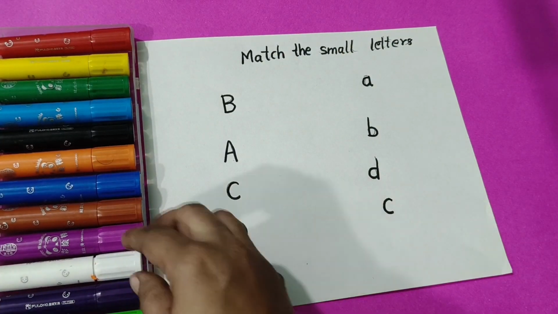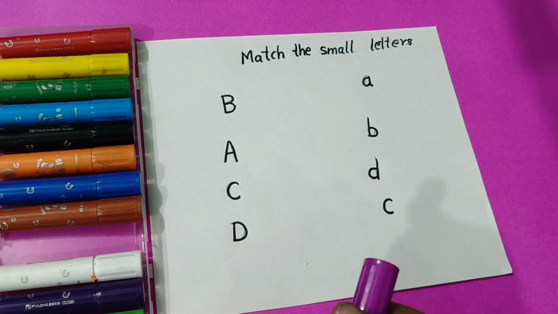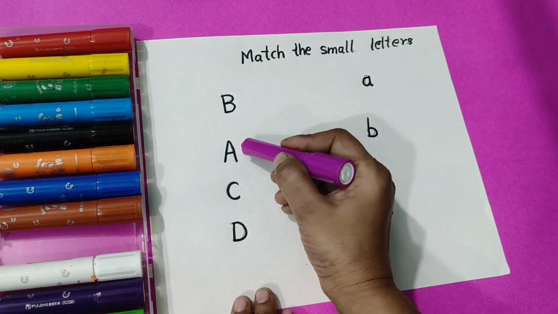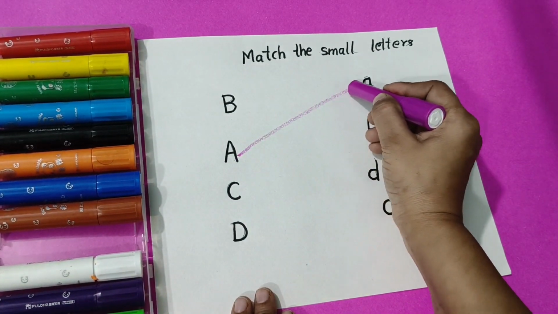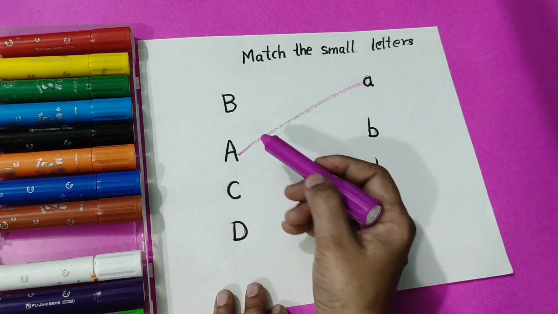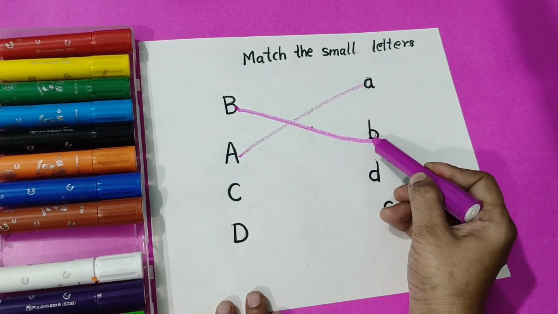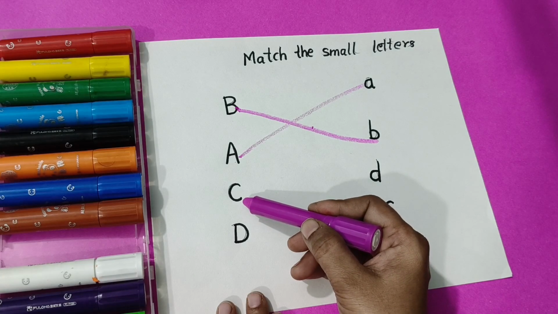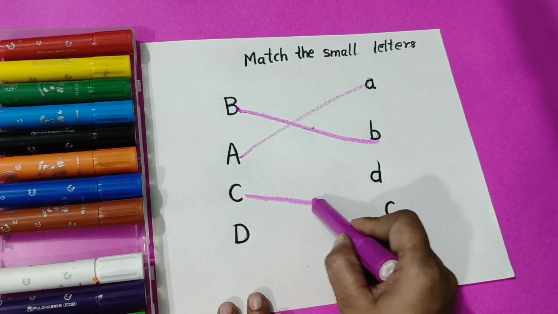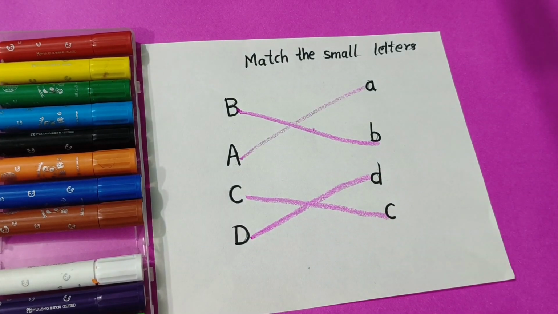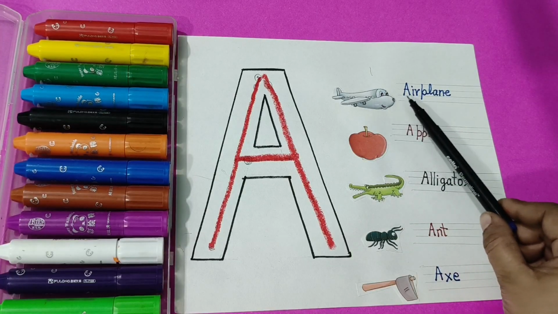Match the small letter. This is uppercase A and lowercase a. Very good. Uppercase B, lowercase b. Uppercase C, lowercase c. Uppercase D, lowercase d. Very good.